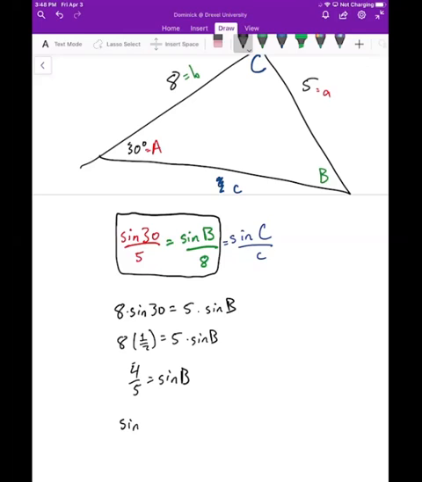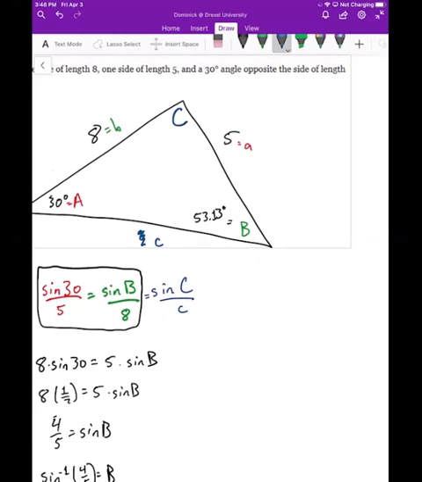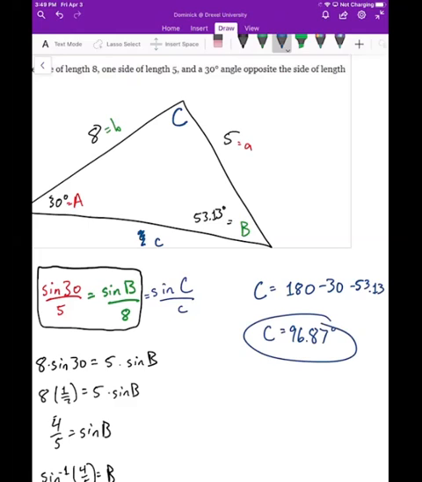So now use the inverse sine. You could say the inverse sine of 4 over 5 would give me B. So if we let the calculator do this, 4 over 5, we're going to get that our angle B is roughly equal to 53.13 degrees. Just like in the last one, we can now find angle C, and that's going to be 180 minus 30 and minus 53.13. So if we do that, we're going to find that C is equal to 96.87 degrees. So that's this angle.